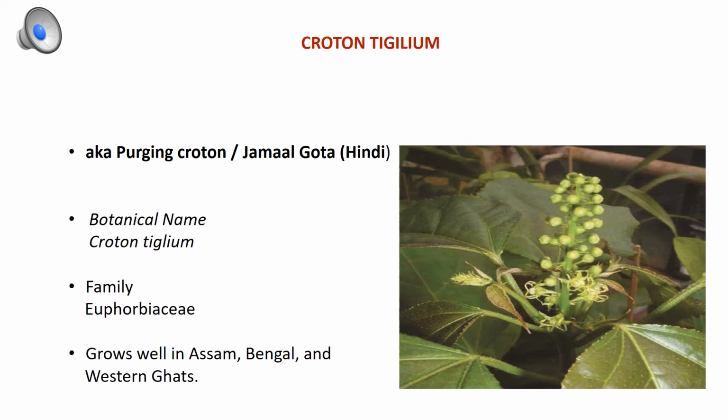Now coming over to the next plant, croton. Croton has the same treatment as ricinus. Croton is also known as Jamal Gota. You have heard it in Hindi, na? Jamal Gota usually causes diarrhea. The botanical name is Croton tiglium. The family is Euphorbiaceae, and it grows well in Assam, Bengal and the Western Ghats.